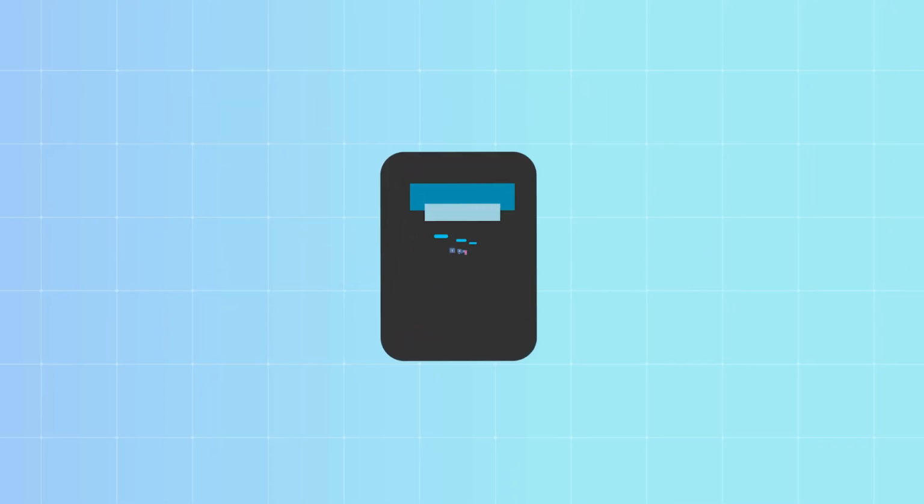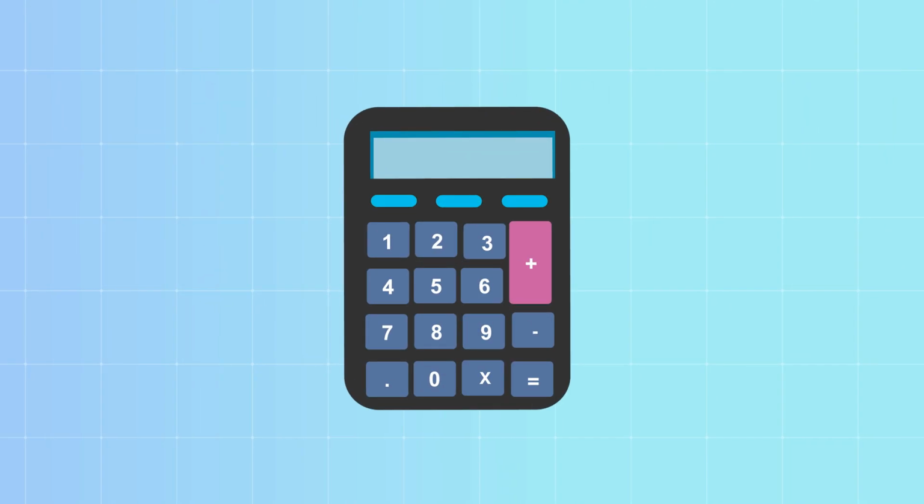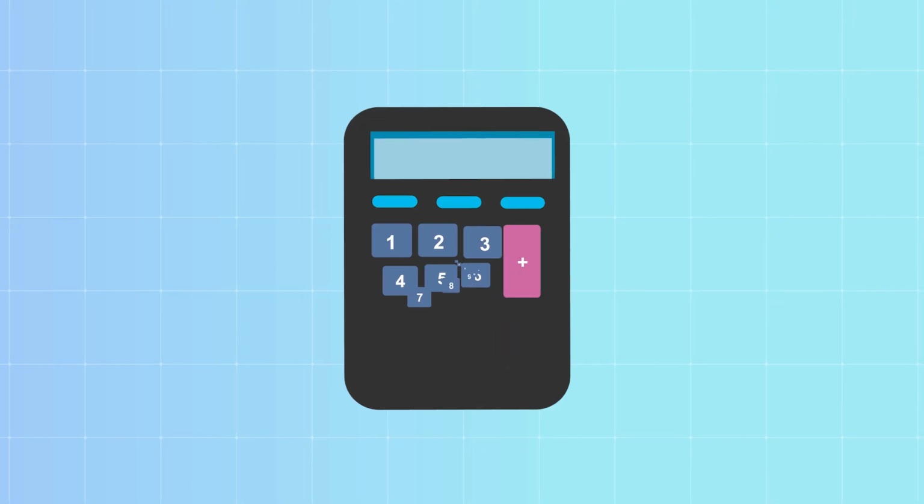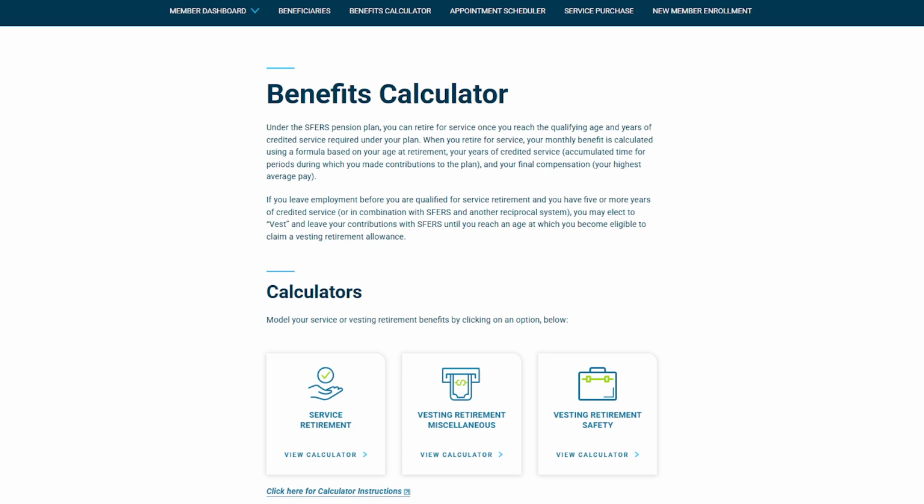Benefit estimates are a valuable tool to assist you with your retirement planning decisions. This video will take you through step-by-step instructions in calculating an estimate of your service retirement benefit. The Service Retirement Calculator calculates an estimate of your benefit according to the Service Retirement Formula, based on your age, years of service, and final compensation. This is the calculator to use if you intend to work at your SFRS employer until you retire.